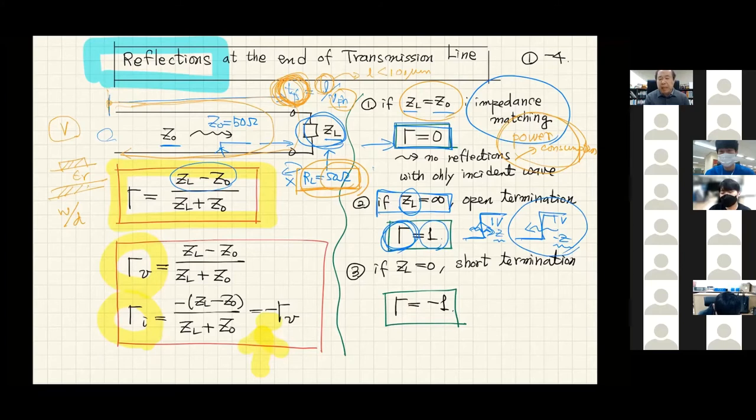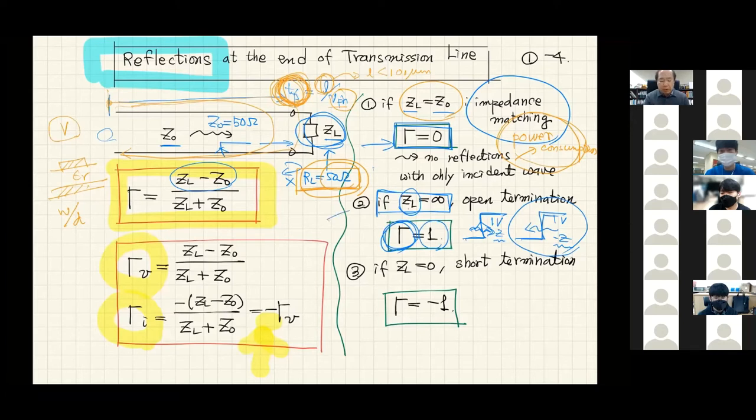If the receiving end is open termination, they are rejecting this incident voltage wave. That is really a lot of confusing problem. But the good thing about this termination is that, because it is open termination, we are minimizing the power consumption, because at the steady state we are not sending any current.